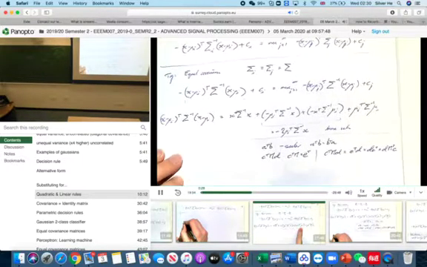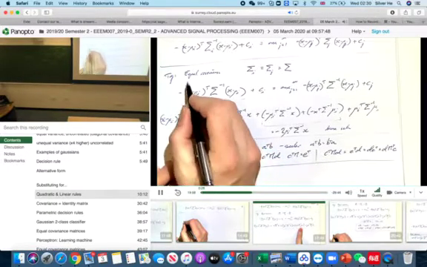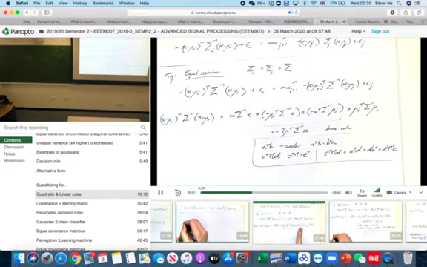So let's try this and see what happens on the next line. We've got equal covariance here. Yes, question. Yes, you're quite right, of course. D transpose E, the transpose is just in the wrong place.